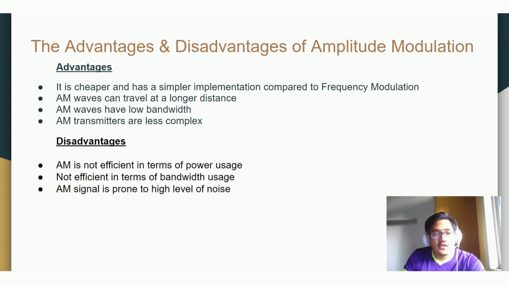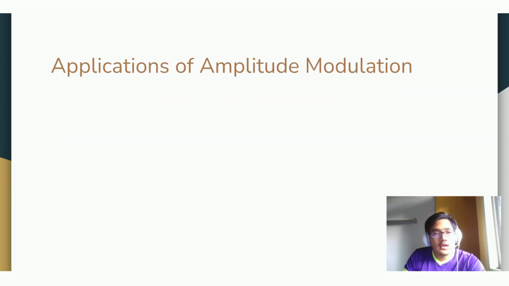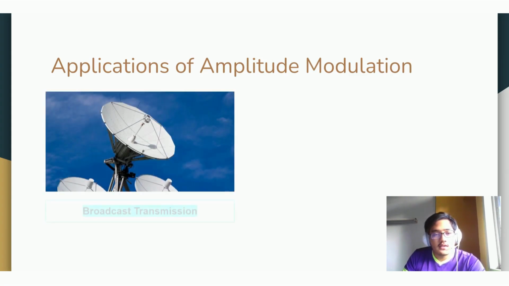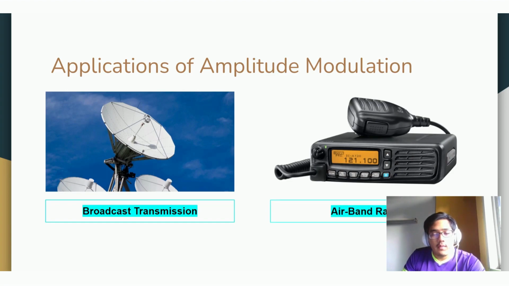Amplitude modulation is not efficient in terms of power usage and bandwidth usage, and the amplitude modulation signal is prone to a high level of noise, which means it is very sensitive to the presence of noise. There are a few applications of amplitude modulation, and the first ones are broadcast transmission and airband radio.